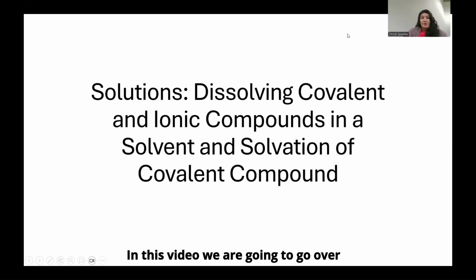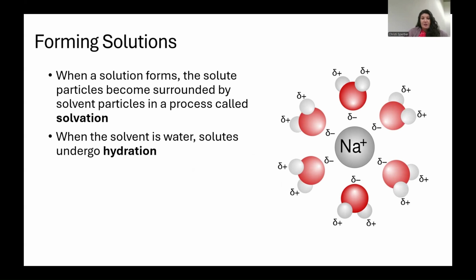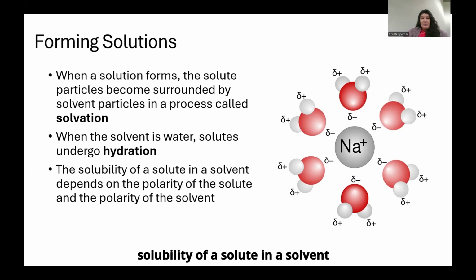In this video, we are going to go over dissolving covalent and ionic compounds in a solvent and solvation of covalent compounds. So, forming solutions. When a solution is formed, the solute particles become surrounded by solvent particles in a process called solvation. When the solvent is water, solutes undergo what's called hydration. The solubility of a solute in a solvent depends on the polarity of the solute and the polarity of the solvent.